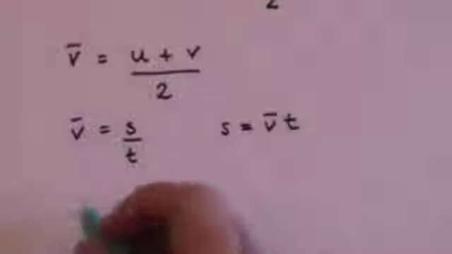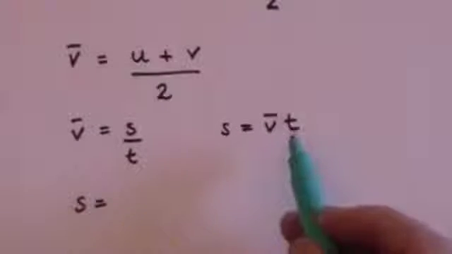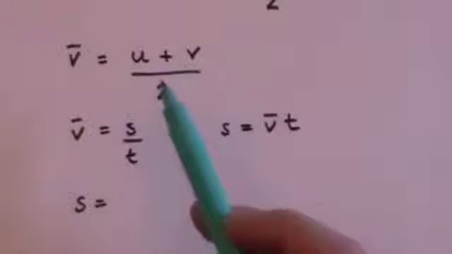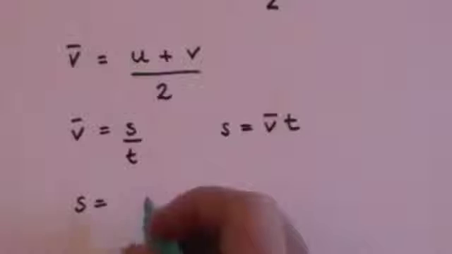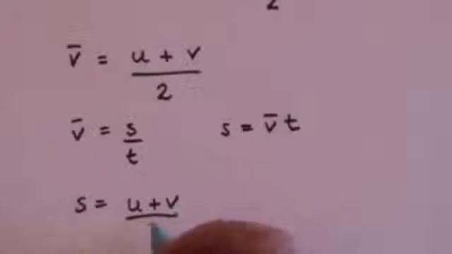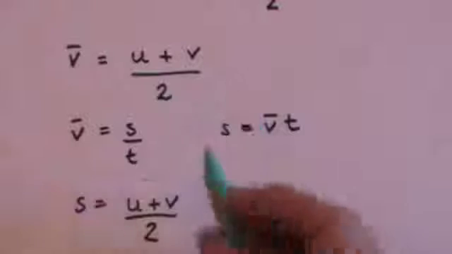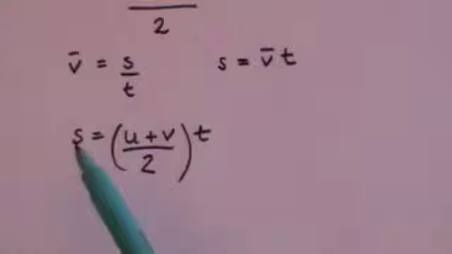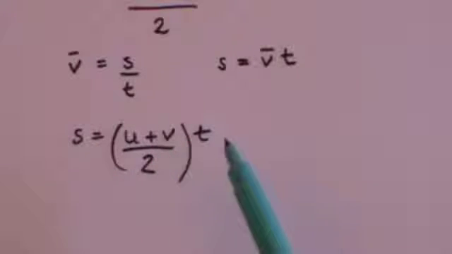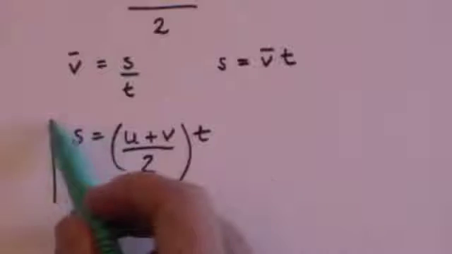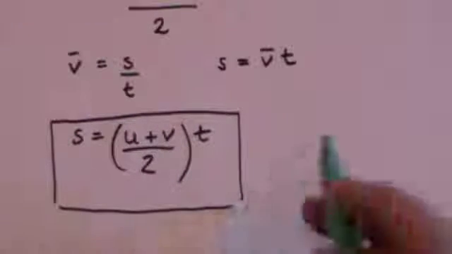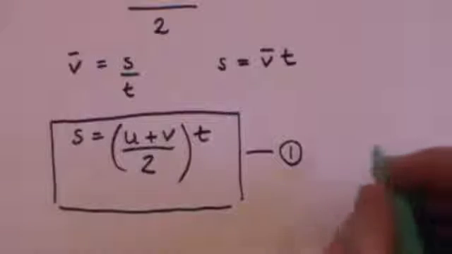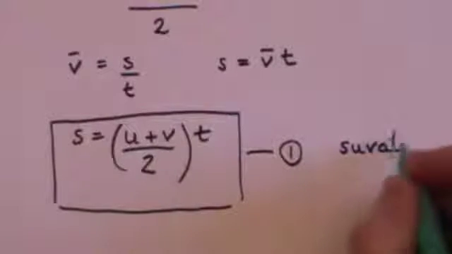But if distance is equal to average speed times time, for average speed we can put in this equation here. We can say u plus v over 2, because that is what the average speed is. And all of that is multiplied by t. So now we've got an equation which relates distance with initial speed, final speed and time. And that equation is the first of what we call the suvat equations.